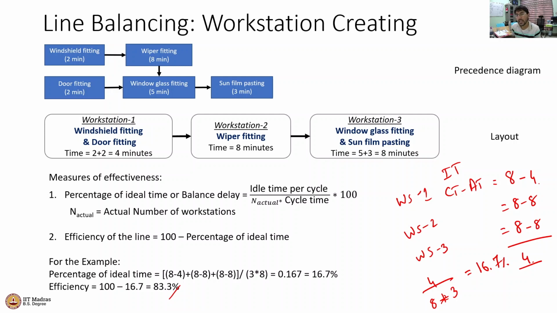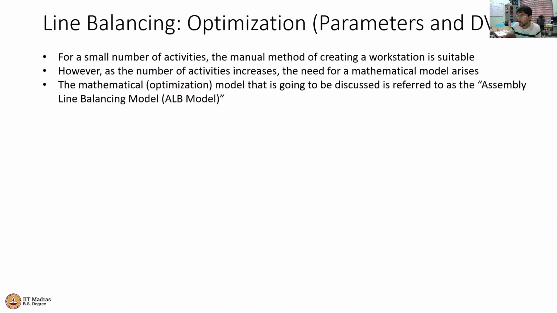But we have given the title to the discussion as optimizing a product layout. So why is optimizing coming into the picture? For a small number of activities, this manual method would work. But let's say you are given 50 activities, 100 activities, a very complex network diagram. How will you do it? You need a mathematical model to solve the problem. And that mathematical model, the optimization model that I'm going to be talking to you about, is called the assembly line balancing model, since I'm going to talk to you about the assembly line.